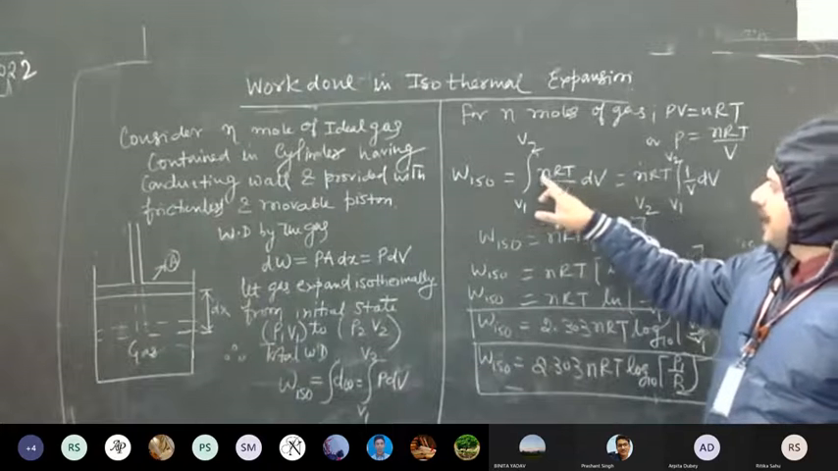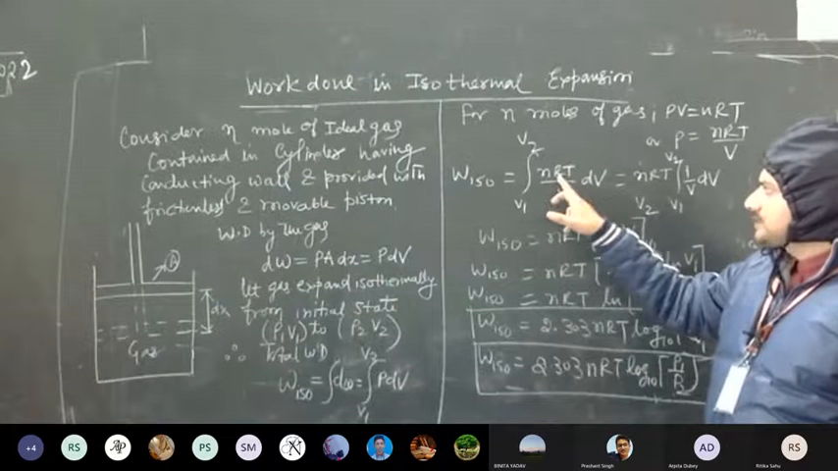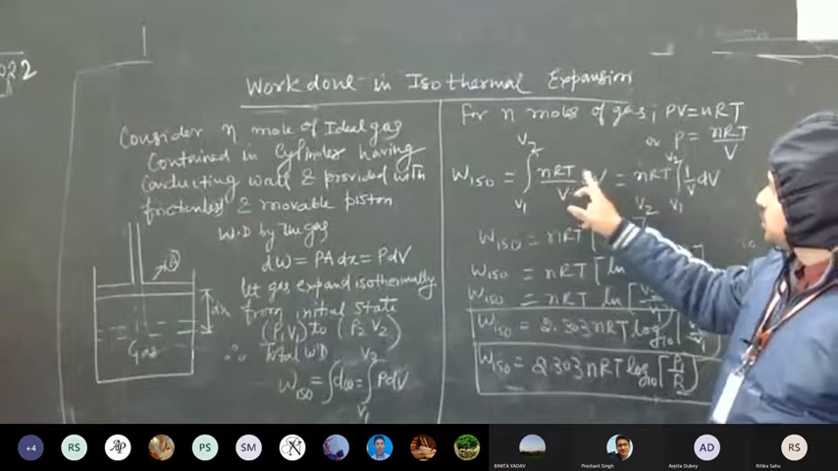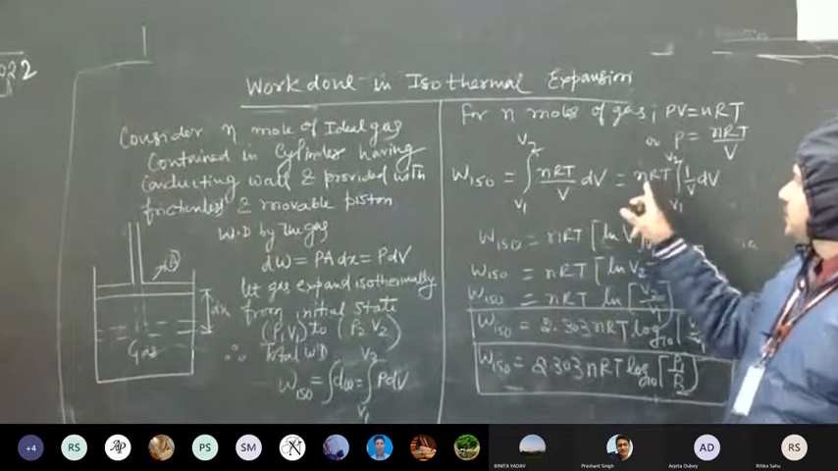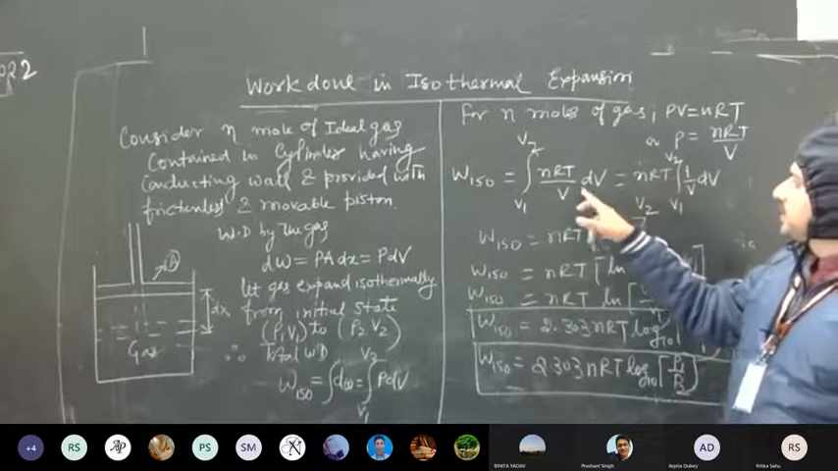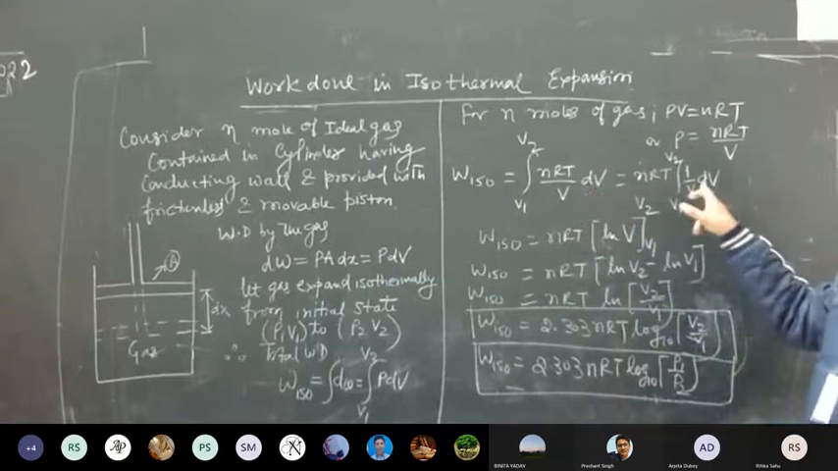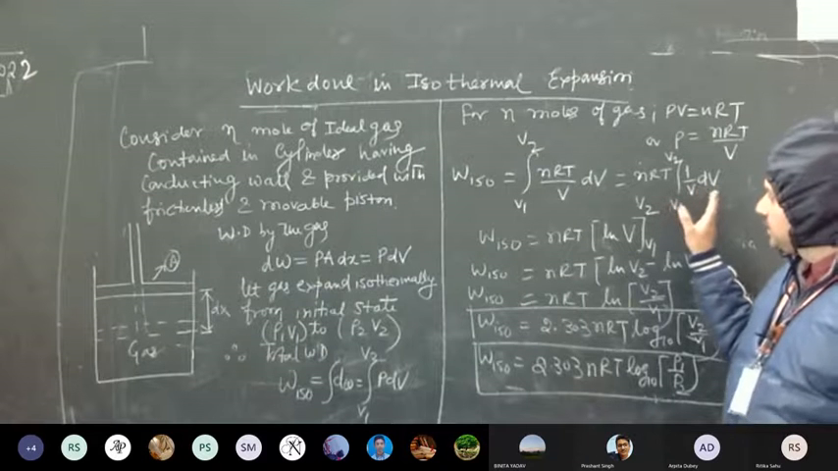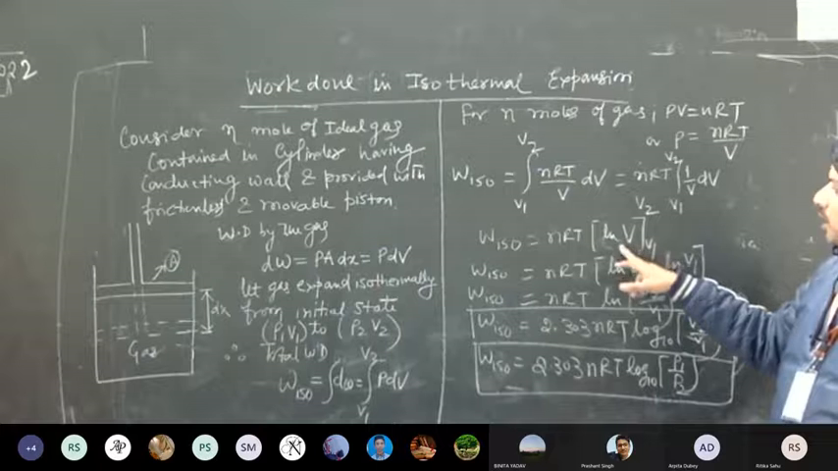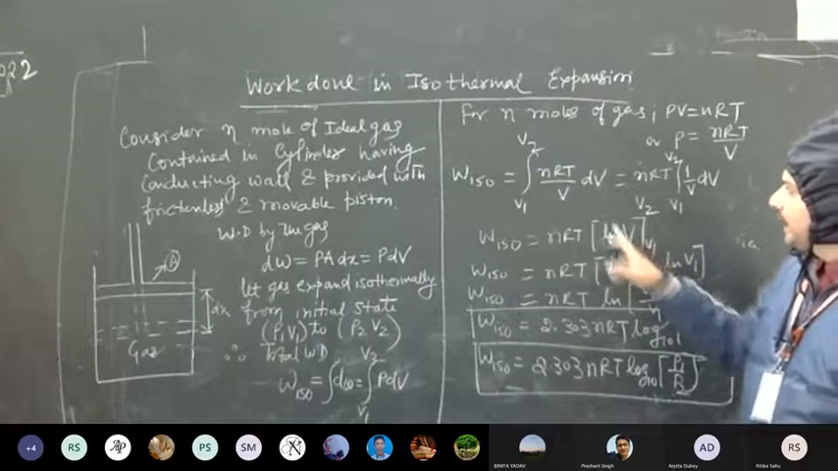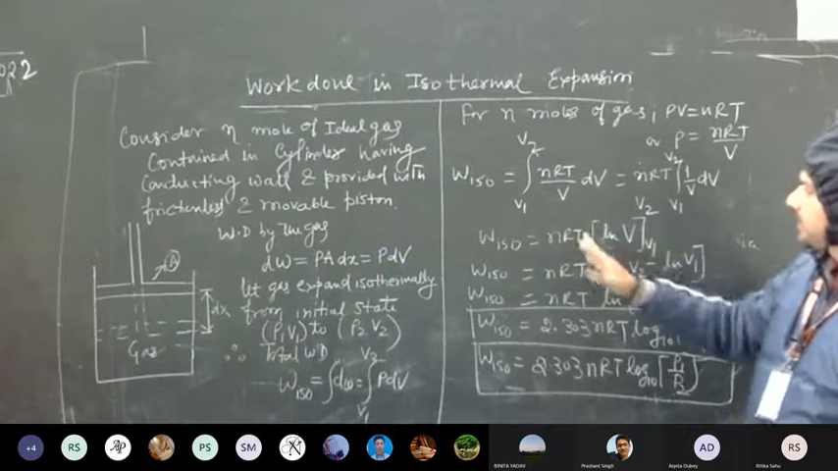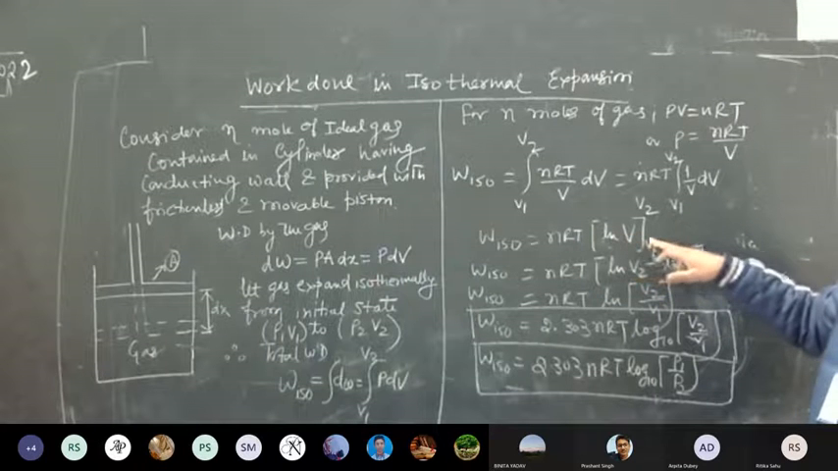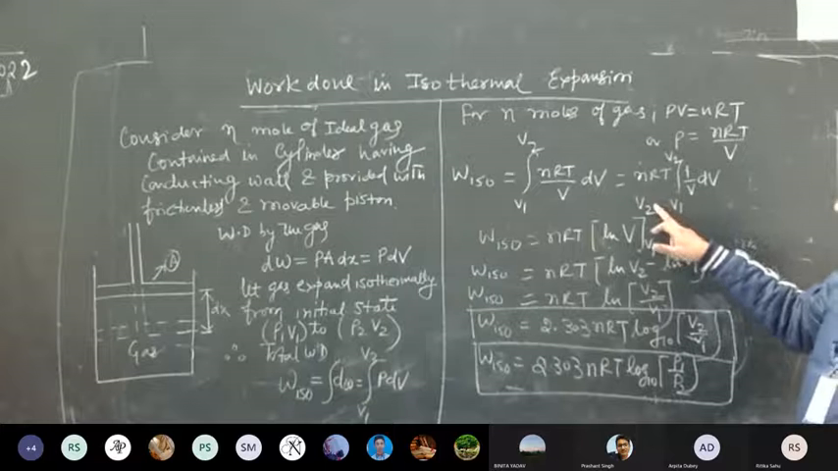But we know that n will be constant, R is the gas constant, and temperature is also constant because it is an isothermal process. So nRT will come outside from the integration, and the remaining term will be 1 upon V dV inside it. Now, what is the integration of 1 upon V dV? That is natural log of V, and nRT will be on the left side. So, integrating natural log V from V1 to V2.